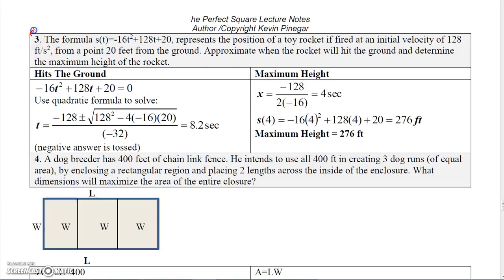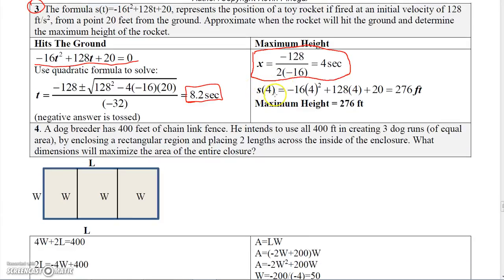I'll let you do 3 on your own. Freeze the video if you need to and read it. But basically, you were given a function, and it said when will the function hit the ground. So to hit the ground, I had to set the function equal to 0, and I used the quadratic formula to find the zeros of the function, which was 8.2 seconds. And then I used the vertex formula to calculate the maximum height. I calculated the x value of the vertex first to get the number of seconds that it takes to reach maximum height, and then I plugged it into the function to get the actual maximum height.